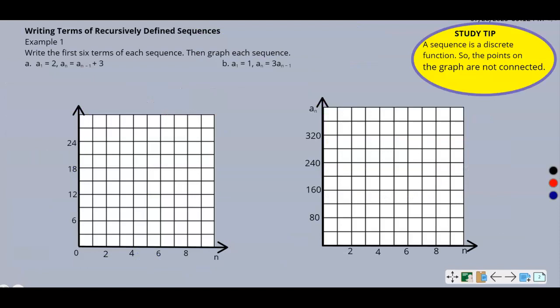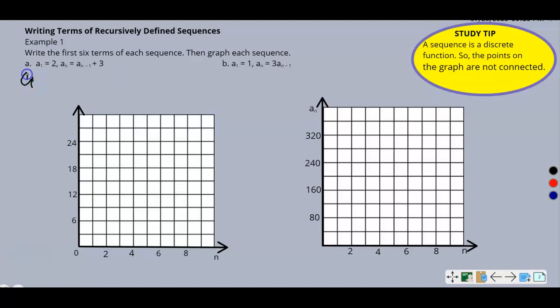Example 1. So example 1 says write the first 6 terms of each sequence, then graph each sequence. All right, A part says a sub 1, or my first term, equals 2. And this says a sub n, so this defines any term as a sub n minus 1, that means my previous term plus 3. So think about what this means instead of just looking at it as an equation that's hard to understand. If you understand the meaning, then it's going to be a lot easier.